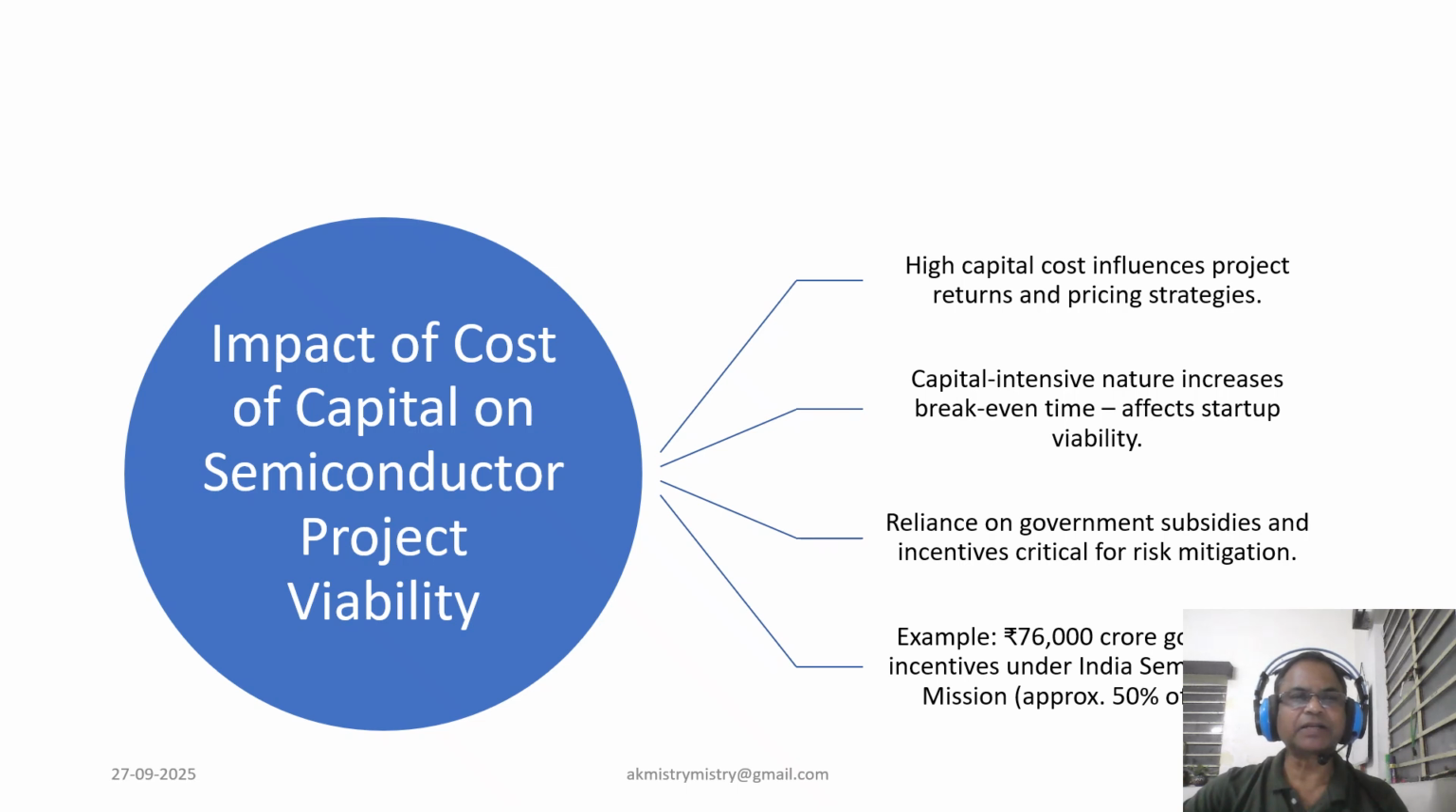Semiconductor fabs are packed with cutting edge equipment: lithography machines, etchers, ion implanters and more. Equipment cost makes up 15 to 20% of the total. A single UV lithography machine can cost over 150 million US dollars. These tools require constant calibration and upgrades, adding to the long term capital burden.